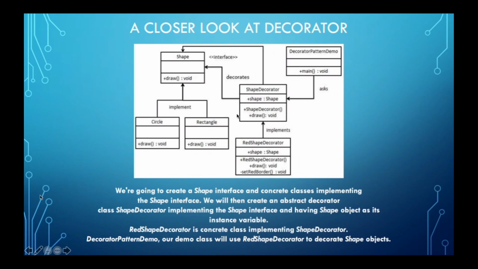Also, the red shape decorator down here gives it the set red border. So if you want to change between border styles or border colors, that's how you would do that. Any questions about the decorator design pattern?